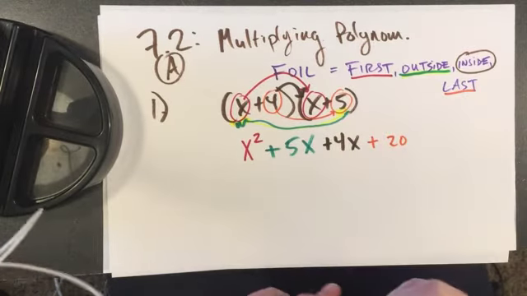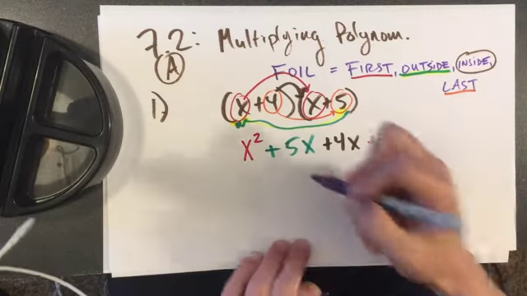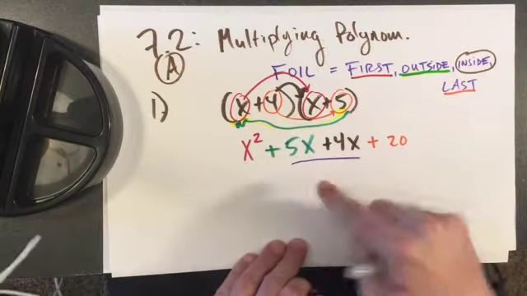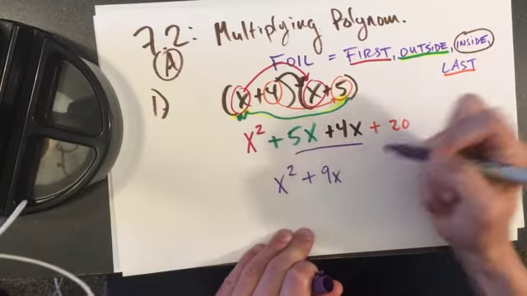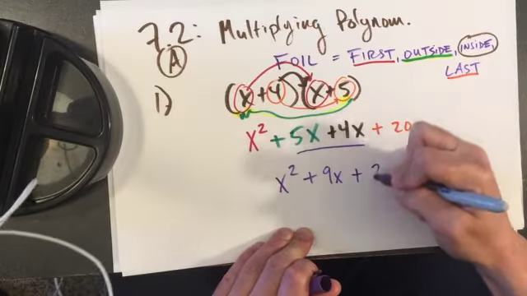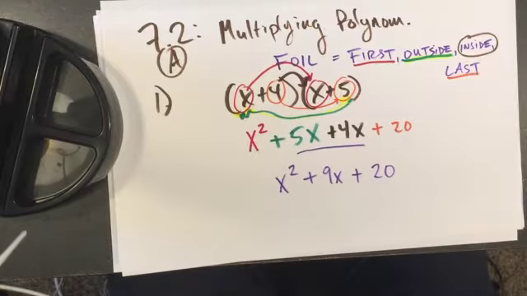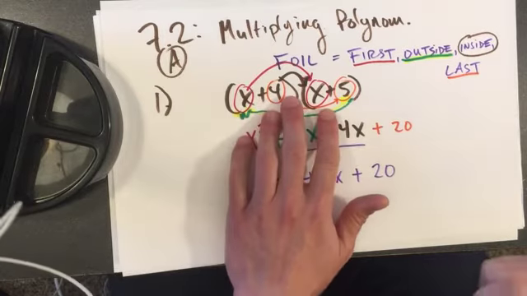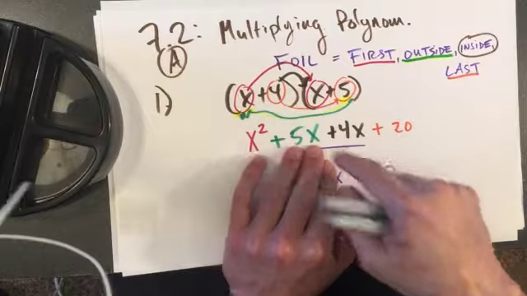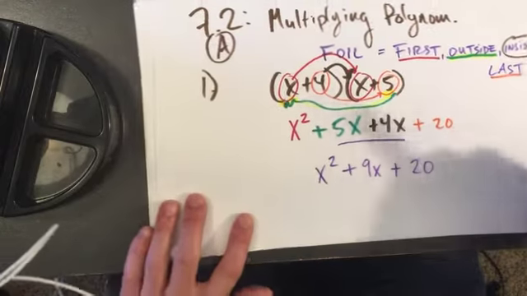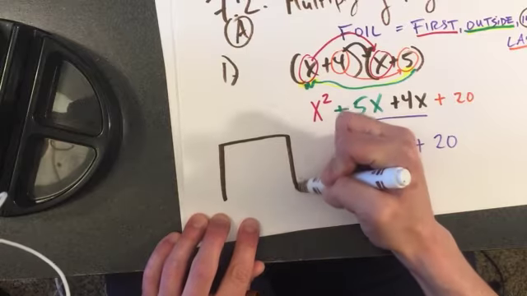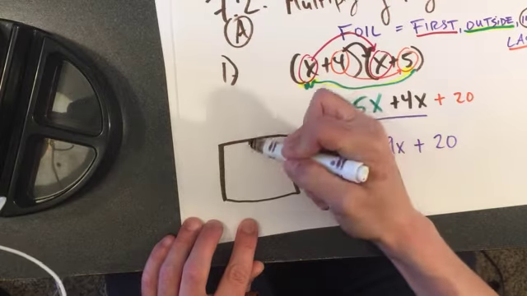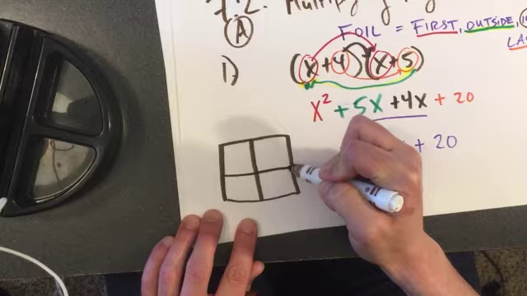And now we can combine like terms. These two combine, don't they? So we get x squared plus 9x plus 20. Now that's just one way of doing it. Some people don't like this because of all the busyness there. There's another way. We could also draw a box method. So let's show that here. And this helps some of us who are just not sure how to do things.